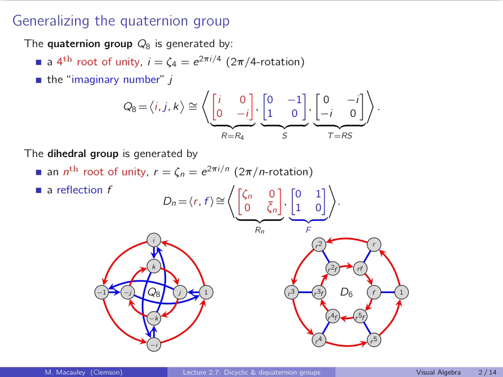So in this lecture, I'm going to generalize Q8 two different ways. First, I will replace this matrix here with a matrix Rn, in other words, replacing a fourth root of unity with a larger nth root of unity to get the family of dicyclic groups. And then I'll start with Q8, and I will throw in a reflection matrix to get a larger group, and that's what I like to call dihedralizing the quaternions.